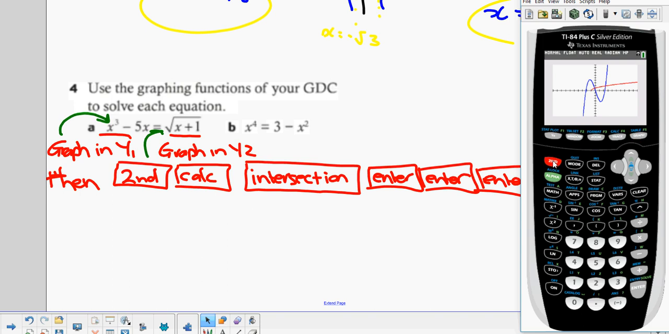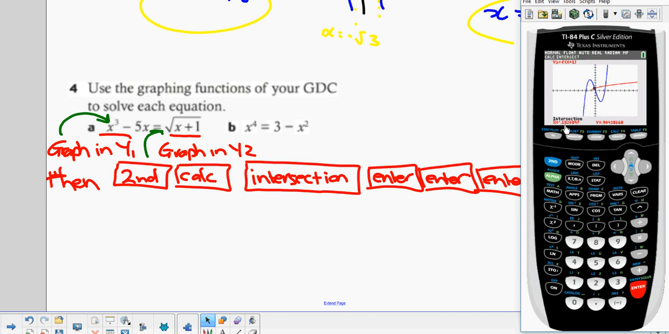So that's when we do our second calc, intersect. And then I just go straight to enter. And it's going to find the one that it's closest to. So that's... this one, negative 1.8. Yeah, something like that. Negative 0.18. Yeah. Oh, I don't actually have my answers.